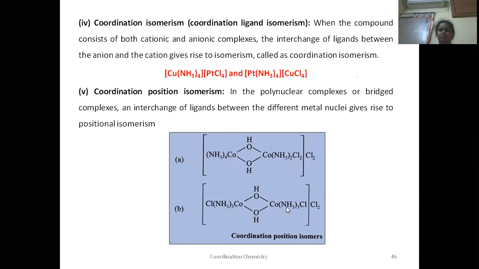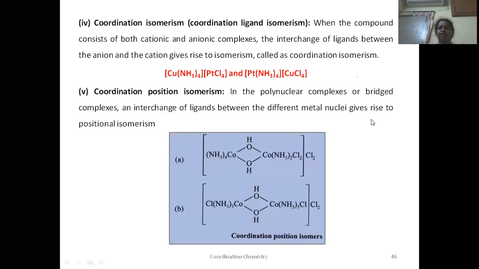Here now each cobalt is linked to one chloride. So this type of isomerism we can see only in bridged complexes. Here 4 ammonia, here 2 ammonia and 2 chloro. Here 3 ammonia, 3 ammonia, and 1 chloro, 1 chloro. Total how many ammonia molecules are there? 3 plus 3, 6. Chloro, 1 plus 1, 2. Here also 4 ammonia, 2 ammonia, 6. Chlorines 2. So the number of molecules is the same, but there is a difference in the position with which they are coordinating with the central metal atom. Therefore, this type of isomerism is known as coordination position isomerism.